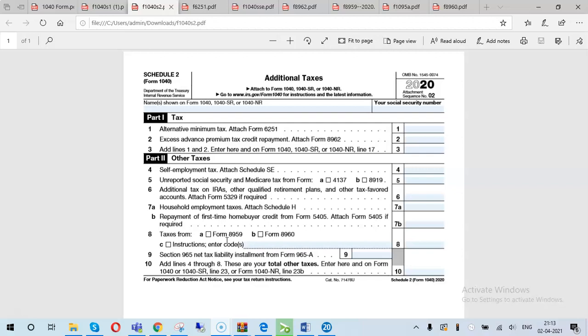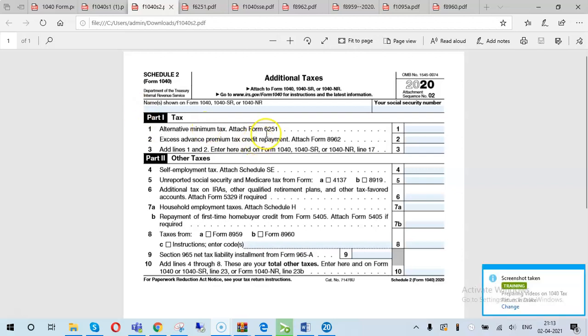So guys, you can see there are two parts, Part 1 taxes and Part 2 other taxes. So Part 1 is AMT, alternative minimum tax. Alternative minimum tax is the percentage of tax that a taxpayer must pay to the government, no matter how many deductions or credits the filer may claim. AMT uses a separate set of rules to calculate taxable income after allowed deductions.